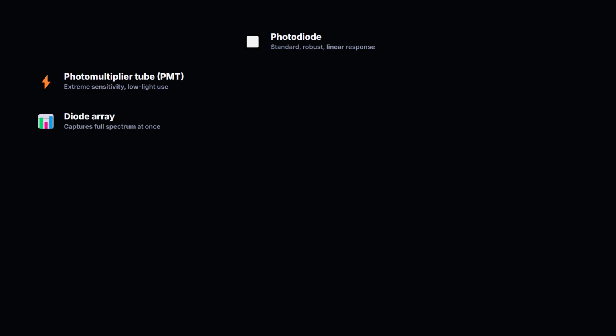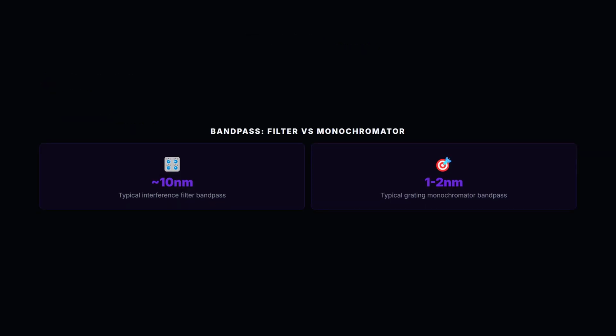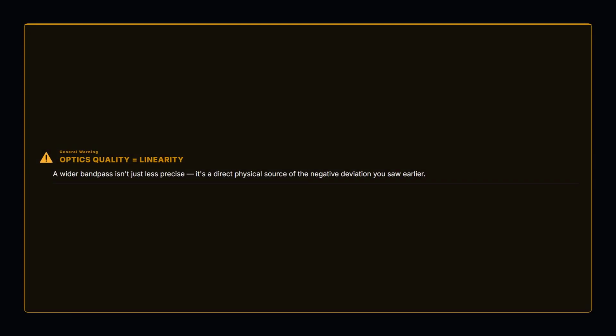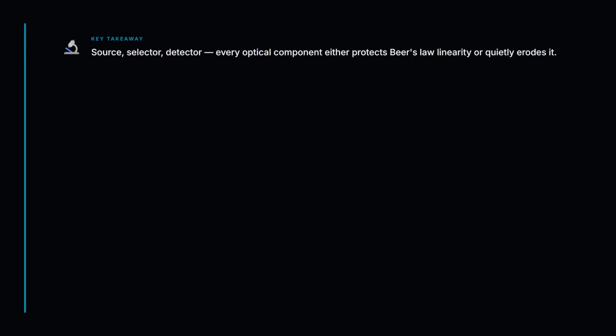The bandpass difference between these devices really matters. A typical interference filter passes roughly 10 nanometers of light, while a good grating monochromator can narrow that down to 1 or 2, and a narrower bandpass means less error from polychromatic light hitting a sloped absorption curve. This ties straight back to the stray light problem from earlier. A wide bandpass or a poorly maintained monochromator lets in more off-target wavelengths, which is exactly the mechanism behind negative deviation from Beer's law at high absorbance. Source, wavelength selector, detector, every choice in that chain either protects or erodes the linear relationship Beer's law promises you.